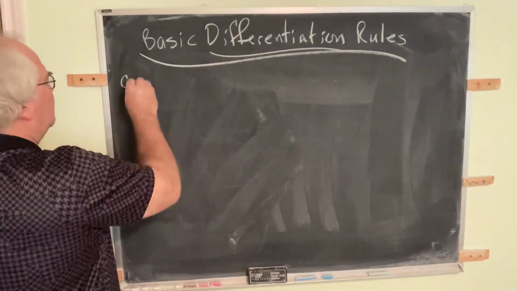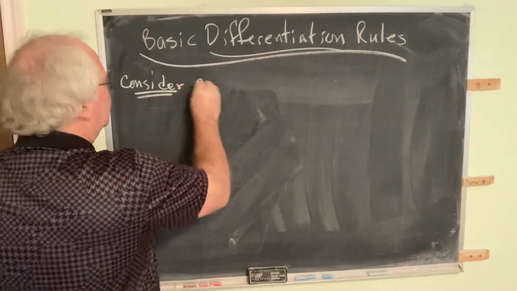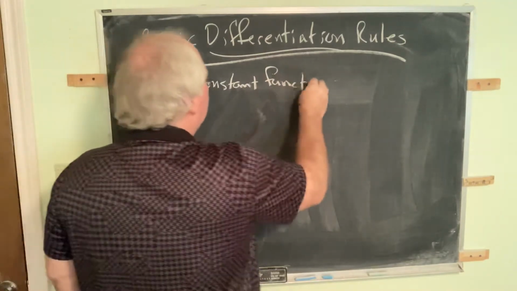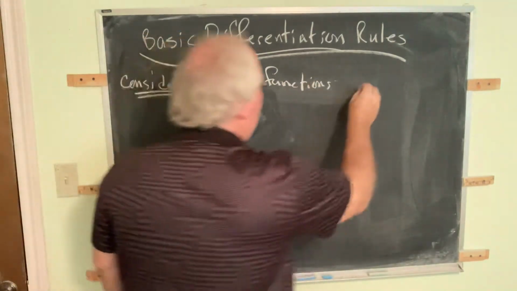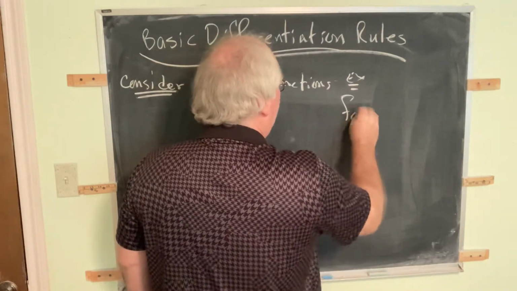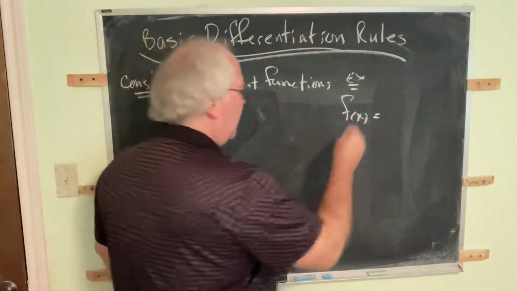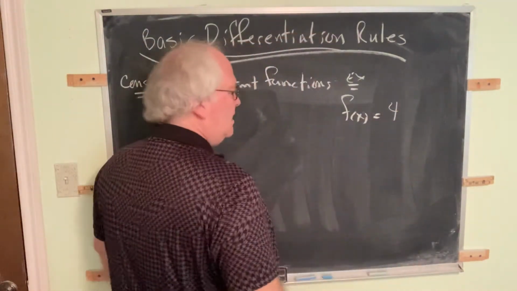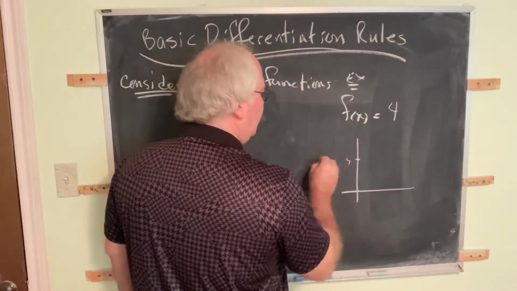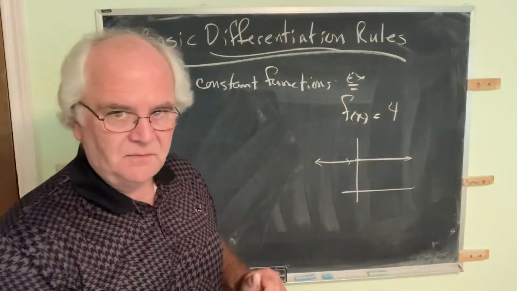We want to consider a constant function. Now, you're familiar with constant functions. An example of a constant function is f of x equals, and you can pick any constant out of the number line. I'm going to pick f of x is equal to 4. So we know what the constant functions look like. If this is the coordinate system, if this is 4, then the graph of that function, these are the horizontal line functions, right?